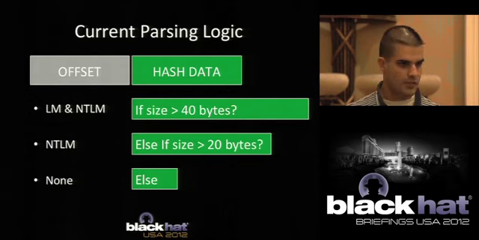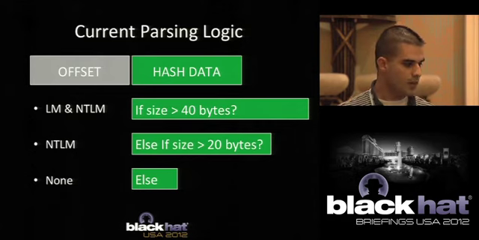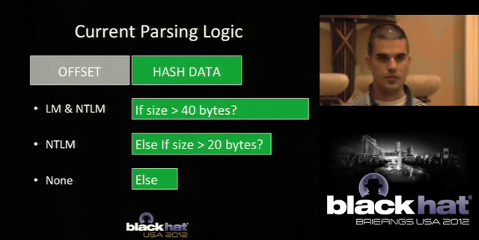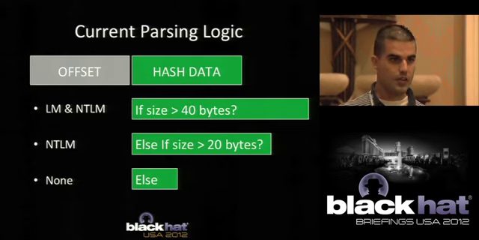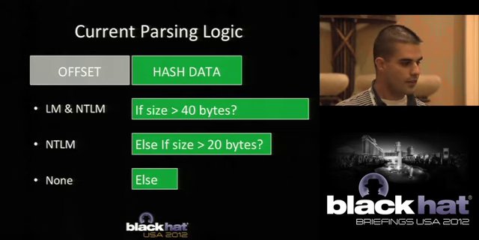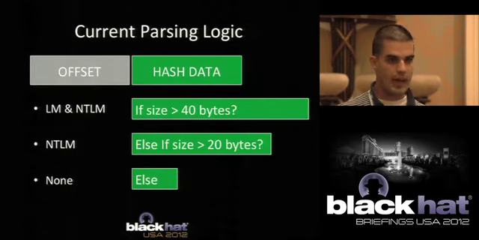So we have that gray box that says, all right, this is how far we have to read into that V key before we hit the hash data. And once we have that hash data string, we need to make a couple of decisions here. We need to say, okay, does this user have an LM hash and an NTLM hash, or just an NTLM, or nothing? And so the way that these tools on this slide determine if the hashes exist or not, they say, okay, I have the string of hash data. How big is it? What's the length of it?